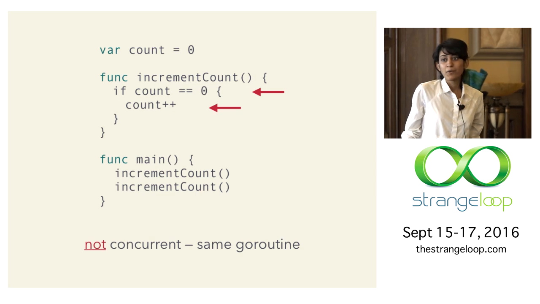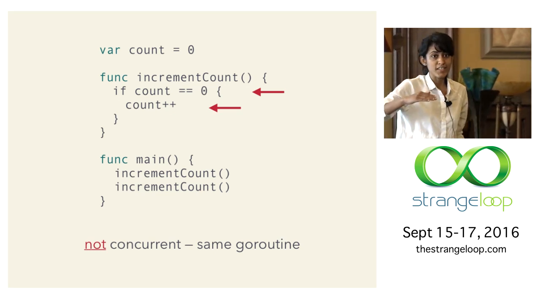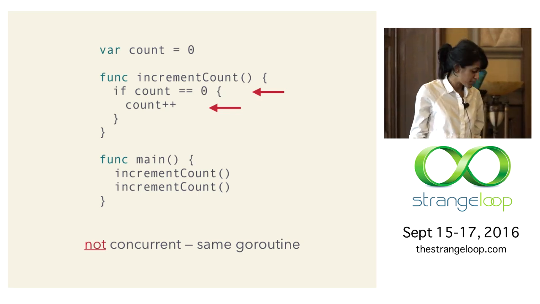No, because they're executing in the same Go routine, right? We don't have any Go routines. This is a single Go routine, so there can never be concurrent accesses.